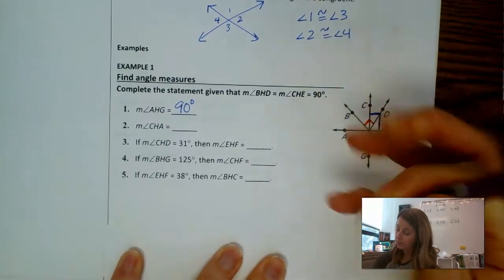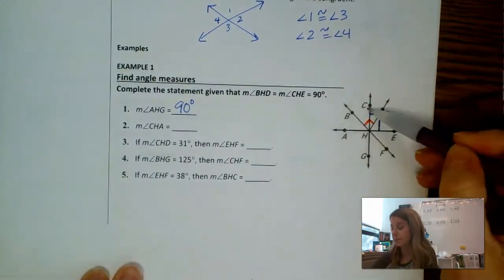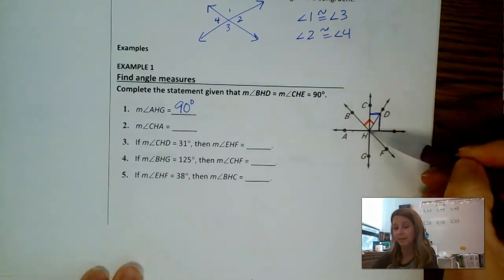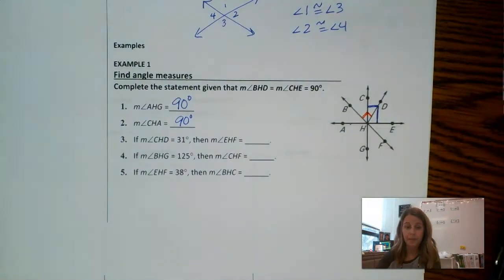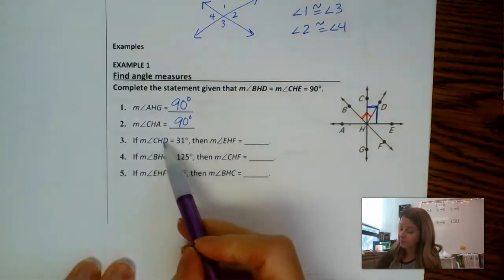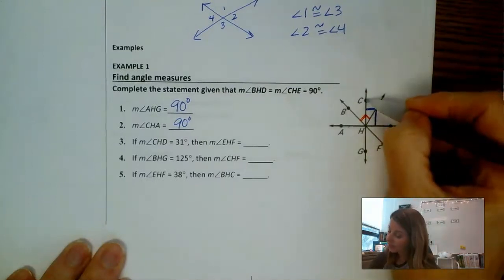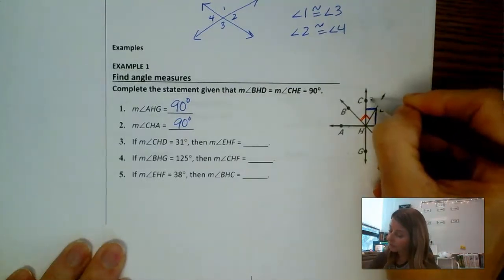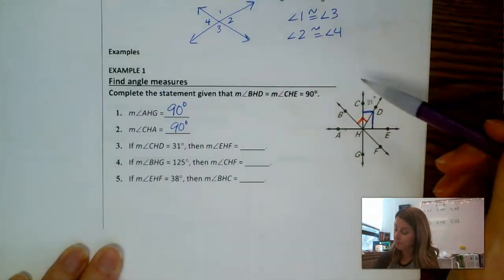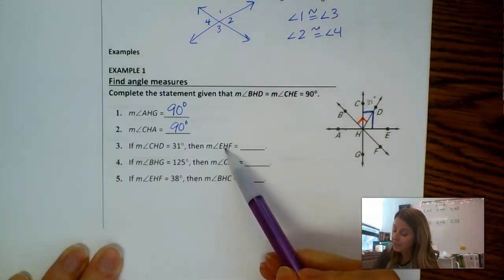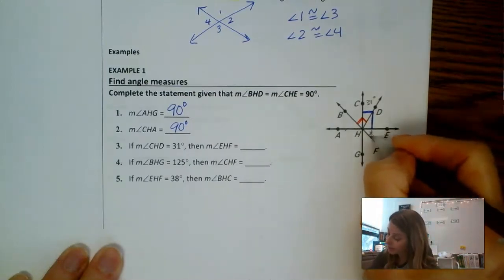The next one is CHA. CHA is over on the left. That's also 90 based on what we just talked about. All right, if the measure of CHD is 31 degrees, CHD, I'm going to put 31 up here, because remember, 31 won't necessarily apply for the next problem. Then find the measure of EHF. EHF. I'm going to put a star right here.